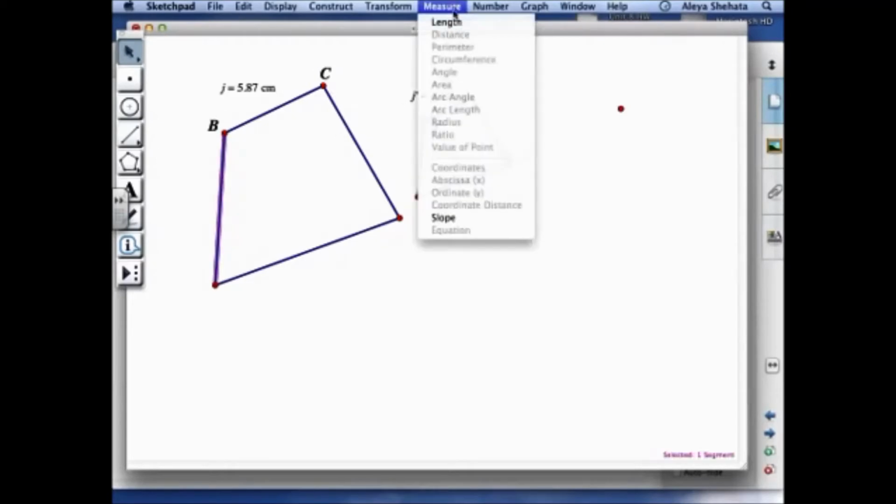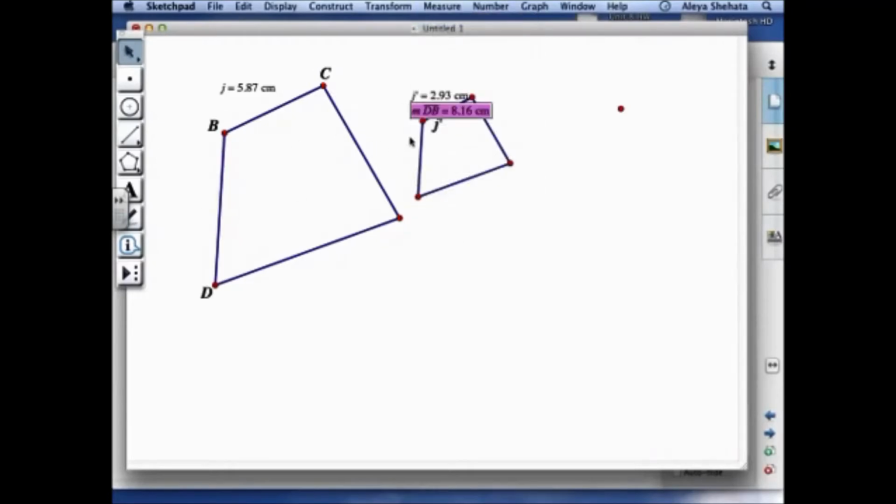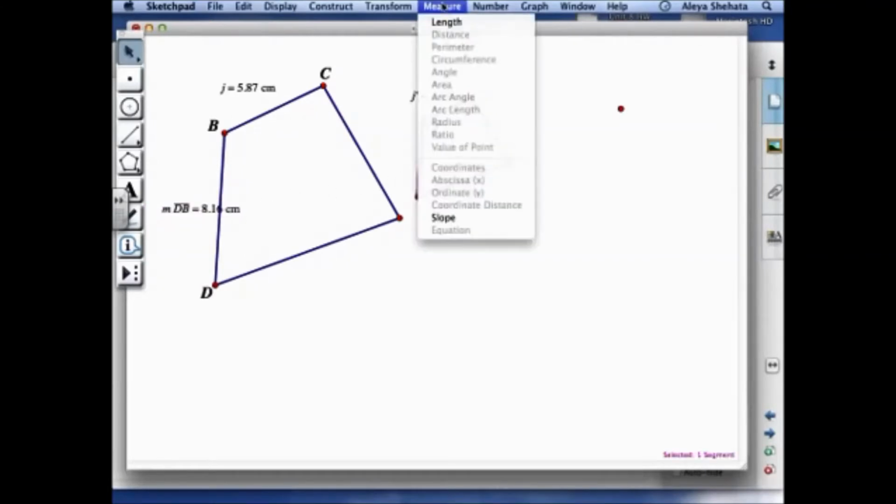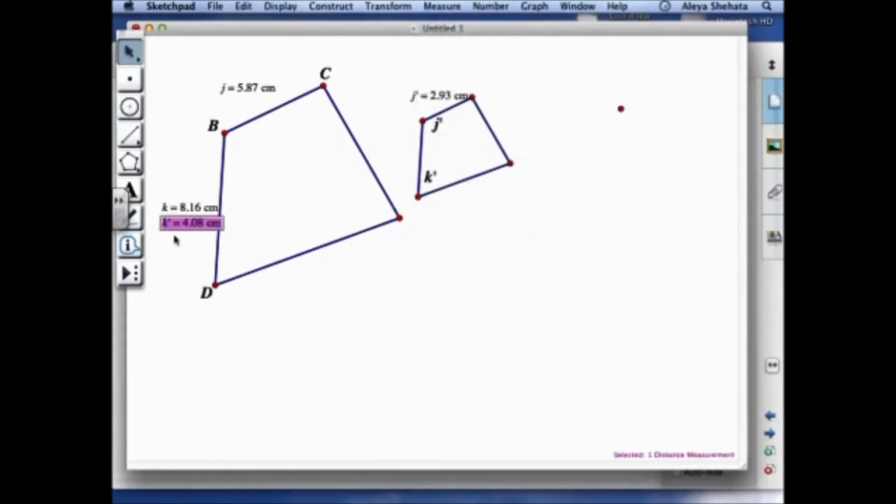So let's look at this right here. If I were to measure this side right here, it's 8.16, which means that this is going to be about half as big, because it actually is exactly half as big. So I'm going to measure it, and this right here is half as big as this piece right here. So that means that the scale factor from here to here is 1/2, just like we do with dilations.